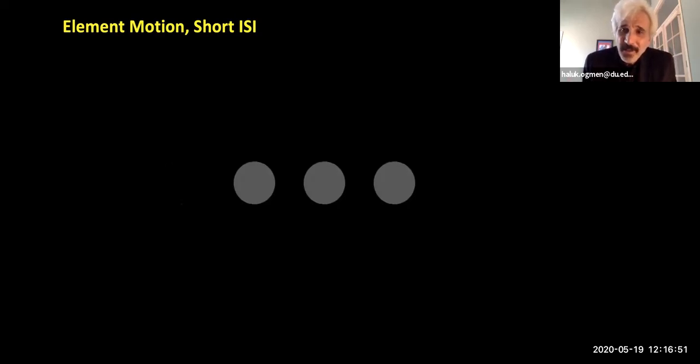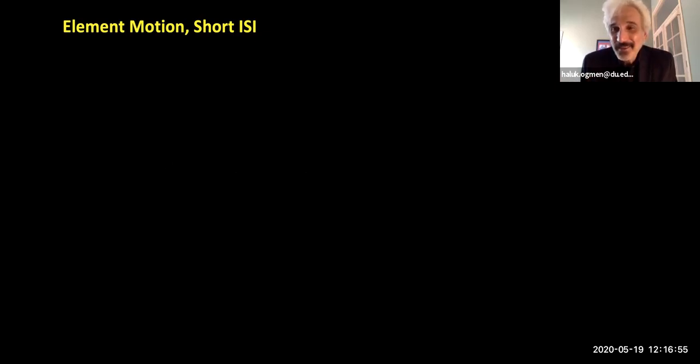Now, if the video frame rates didn't mess up the display, what you should be perceiving there is that the 2 elements that were common in the 2 frames appear stationary, static, and the element that I displaced from one edge to the other edge appears to move. So that is called element motion, and that's the percept that we get when the interstimulus interval is short.